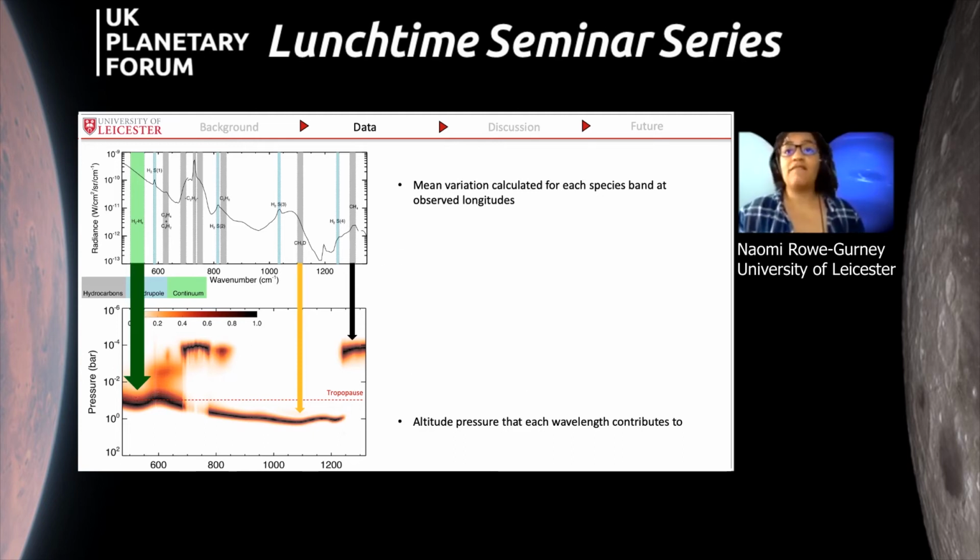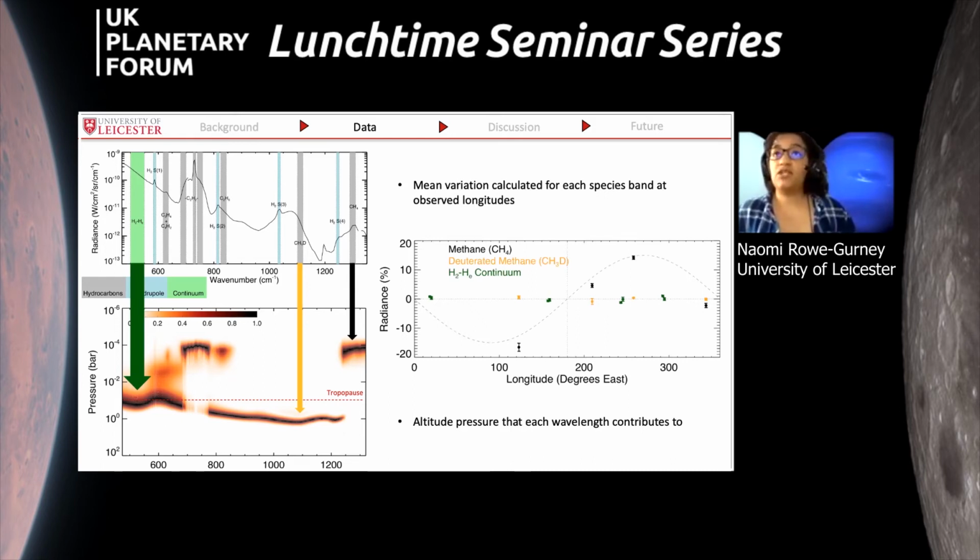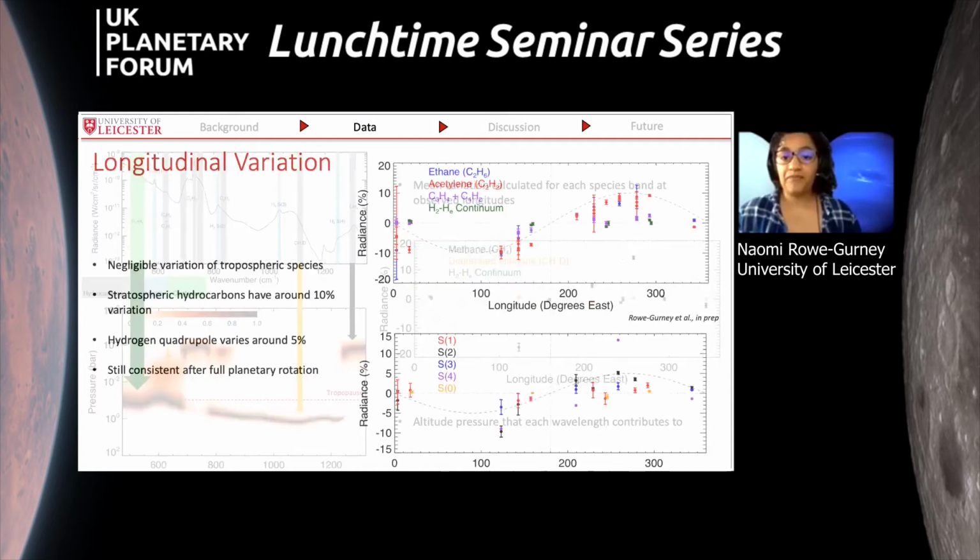So if we look at the variation of these specific species, we can see that the methane, as the black points, are varying by up to 15%. And the tropospheric species, CH3D and the continuum, have a negligible variation. So we can see a stratospheric variation, but not a tropospheric variation.